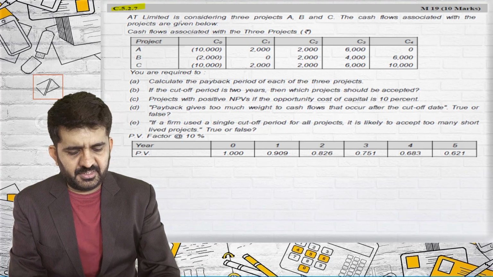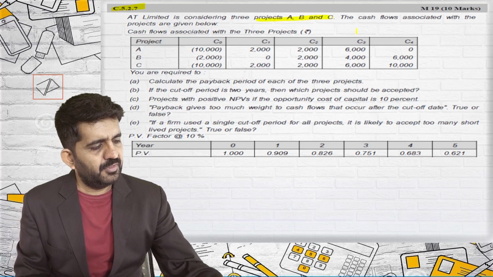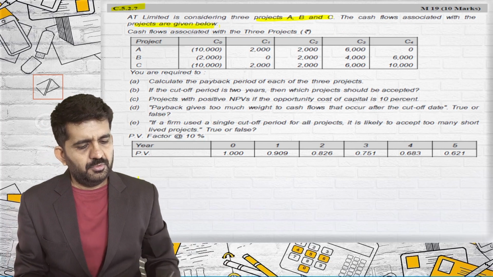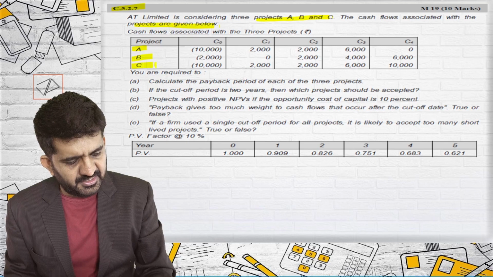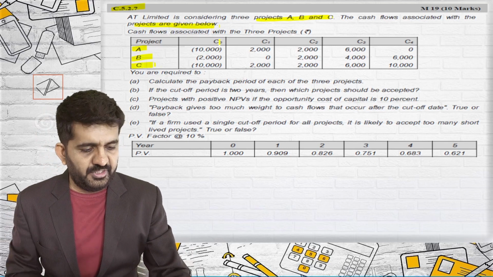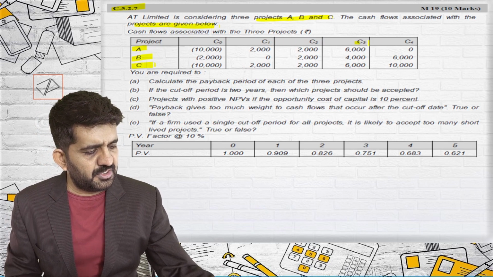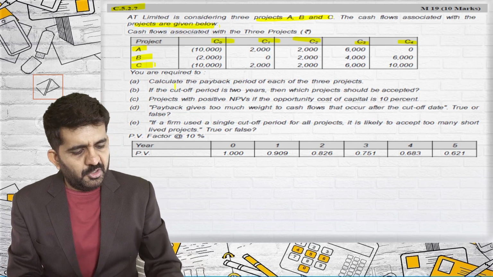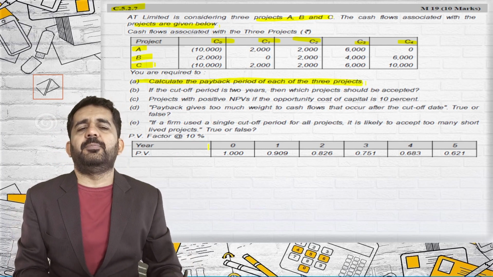AT Limited is considering three projects A, B and C. The cash flows associated with the projects are given below. C0 is time period 0, that is today. C1 is the cash flow after 1 year, then after 2 years, after 3 years and after 4 years. You are required to calculate the payback period of the three projects.